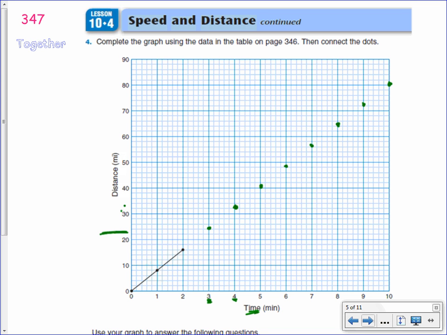Okay, I'm going to try to connect these lines. I won't make any promises because my smartboard marker isn't feeling it, but your line might be even more perfectly straight than mine.